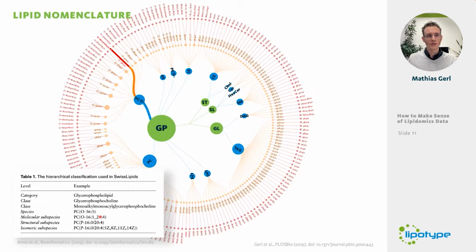Here you don't know the position, but if you go to the structural subspecies, you actually know this is SN1, this is SN2, so the positions on the glycerol. And if you even go for the isomeric subspecies, you add where the double bonds are. So this is also something you know. Lipidomics usually mostly is that part here. So you go from species to structural subspecies, as the highest resolution that you usually get.